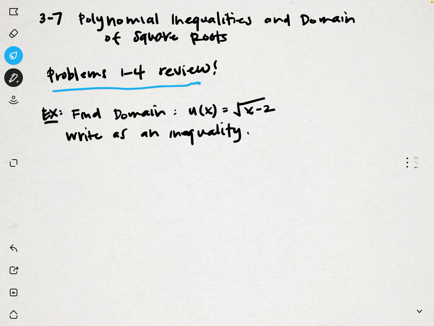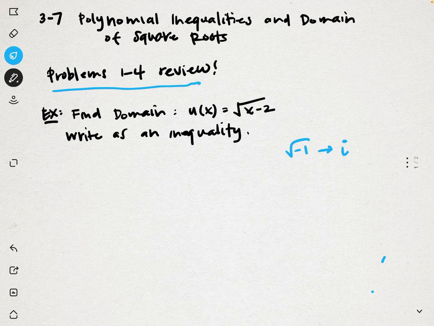So it's asking us to find the domain of u of x is equal to the square root of x minus 2 and write it as an inequality. So remember we talked a while ago about square roots that if we have anything negative inside of our square root, then there's no answer because there's no number multiplied by itself that's going to give us a negative. Anytime we have this, it's going to be imaginary. That's going to be our i. So when we're talking about domain, we're not talking about any imaginary or complex numbers. We're only talking about numbers that are real.